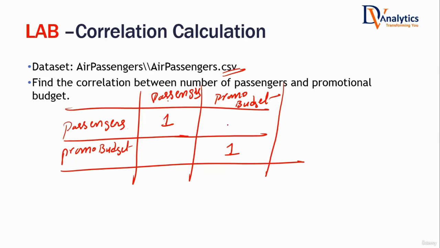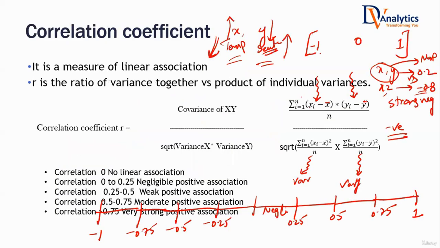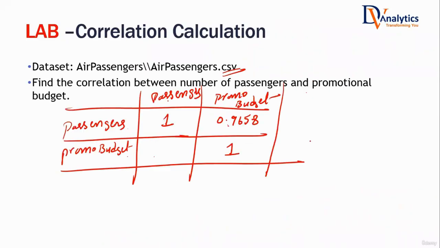Now the number over here indicates the correlation between passengers and promotional budget. How much would that be in this example? 0.9658. And the number over here indicates the correlation between promotional budget and passengers. The correlation between XY and the correlation between YX, does that differ or will it be the same? If you look at the formula, whether you say X into Y or Y into X, variance of X into variance of Y or variance of Y into variance of X, does that differ? The correlation between XY is the same as YX, so that will be 0.9658.